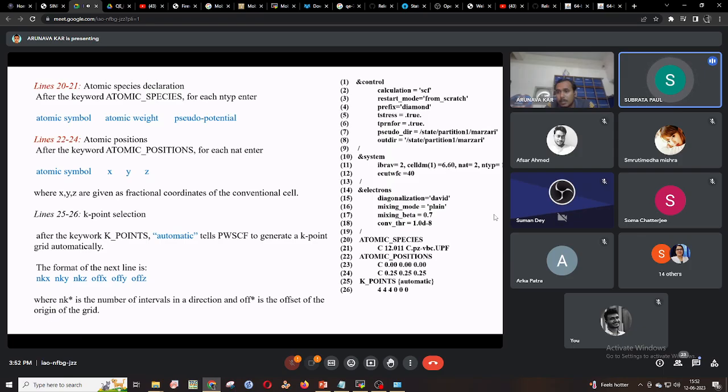Shubhankar has asked one question. Yes. What are these K point offset values?